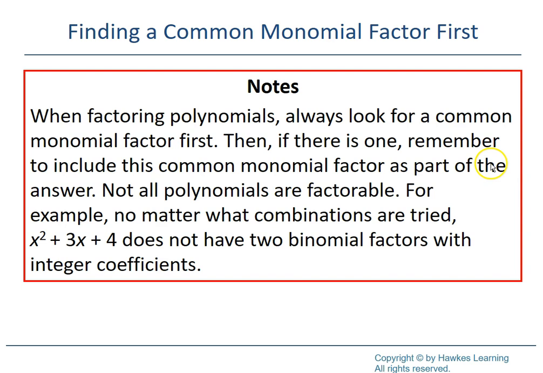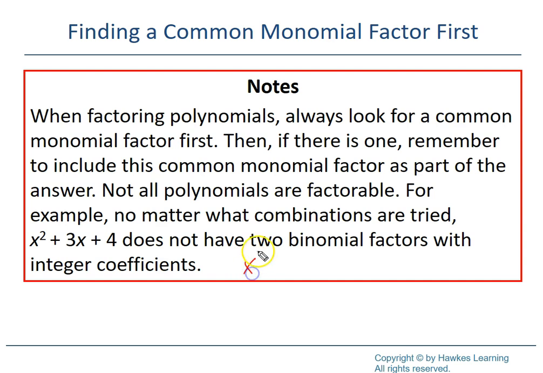They give a lot of background. So, when factoring polynomials, always look for a common monomial factor first. Then put it in standard form. Now, every once in a while, you're going to end up with something like this that does not have binomial factors. Let's check this one out here.